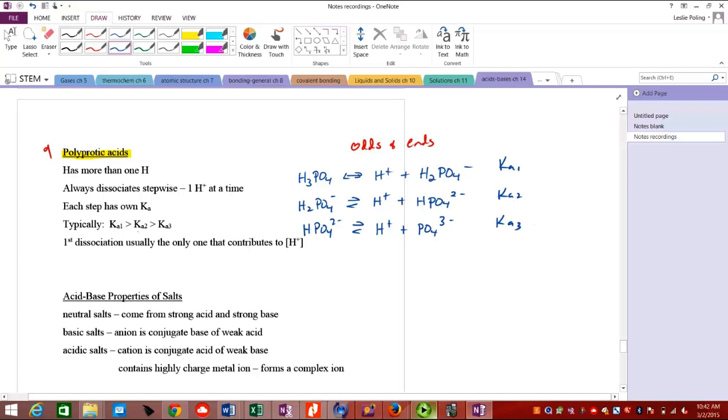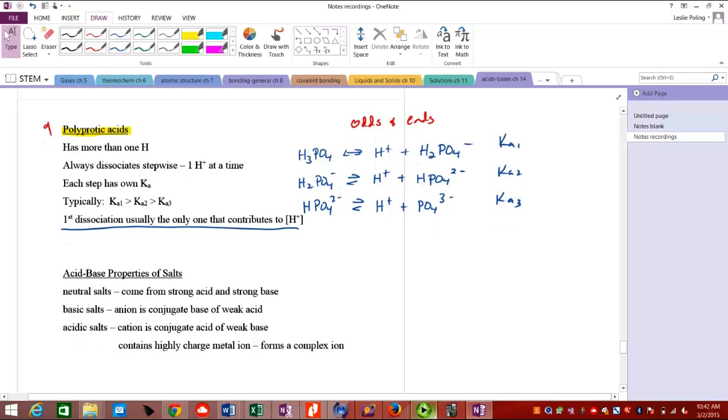Typically Ka1 is the greatest, and so the first dissociation is the only one that contributes to the H plus, therefore the only one we actually have to worry about.